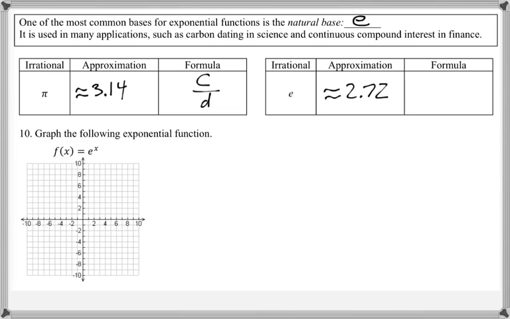Now the formula, that is kind of a big formula. It's (1 + 1/n)^n, and this is as n goes to infinity. Or you can think about this as n becomes large. So if you plug in 1,000,000 for n in this formula, then it's going to get very, very close to 2.72.